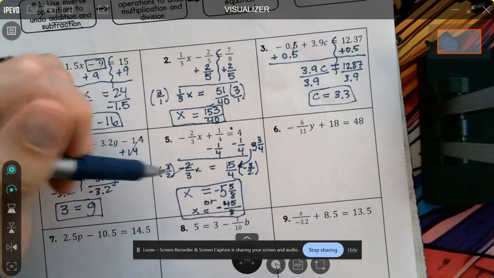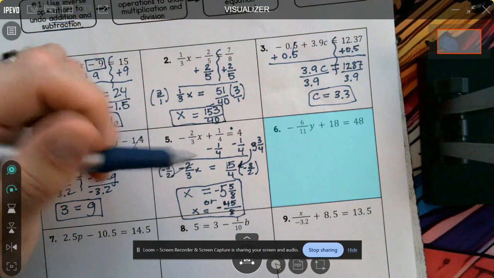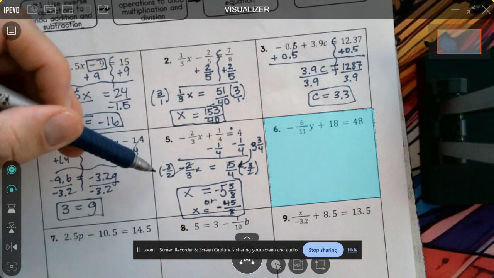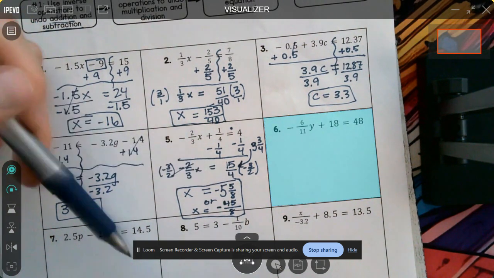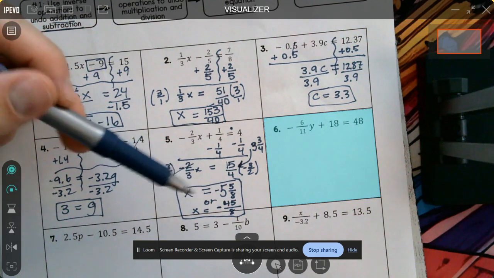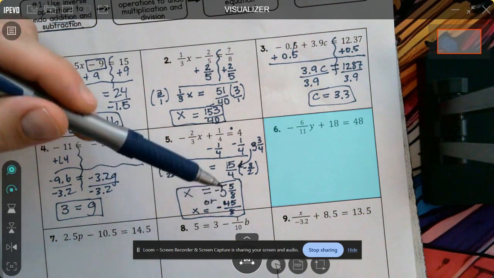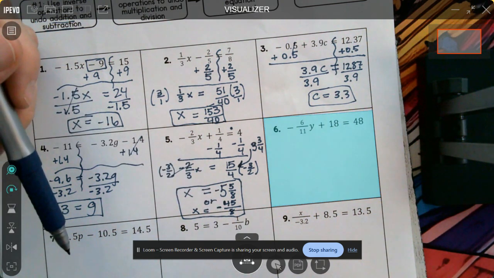Then we have to get rid of the multiplication. To get rid of negative 2/3 times x, we have to divide by negative 2/3, which is the same as multiplying by the reciprocal. So I multiplied by negative 3/2 on both sides. And when you put that in your calculator, you get x equals negative 5 5/8, which we know we could turn into improper, so either one of these answers is correct. Negative 45/8 or negative 5 5/8.